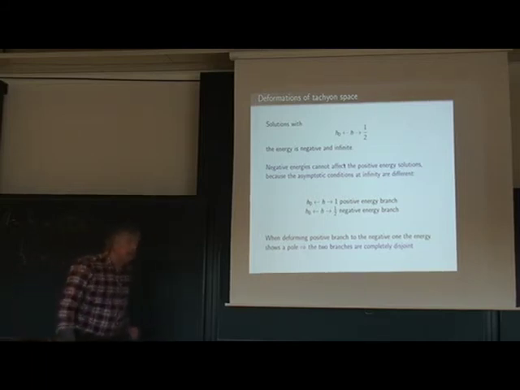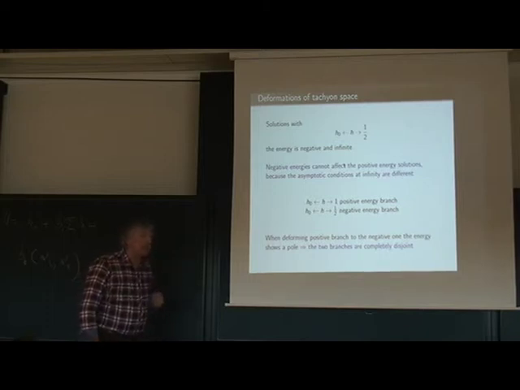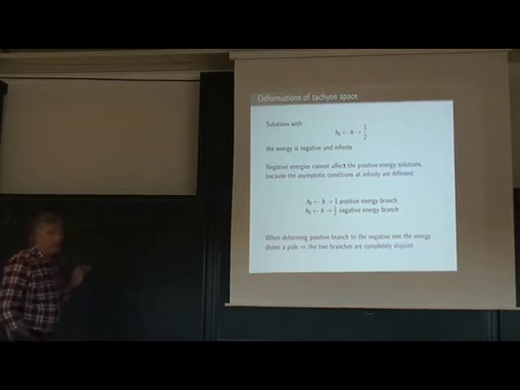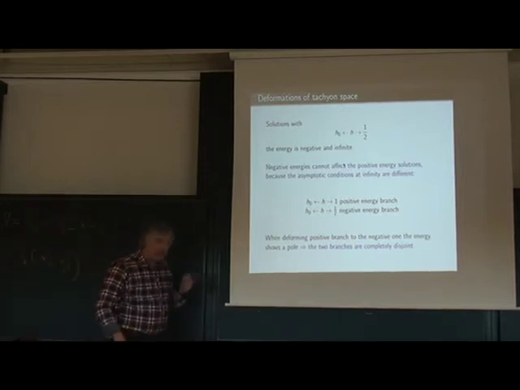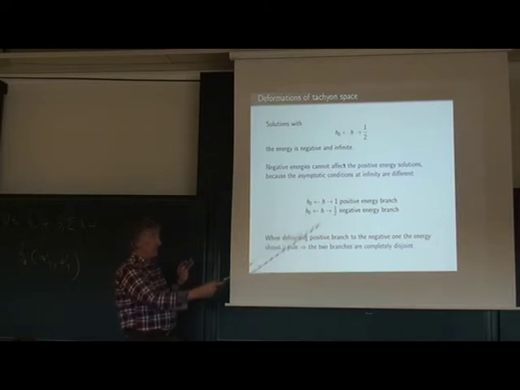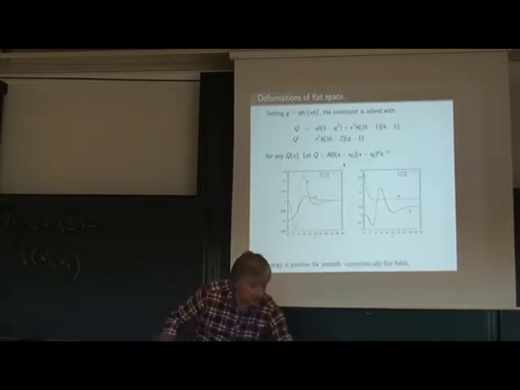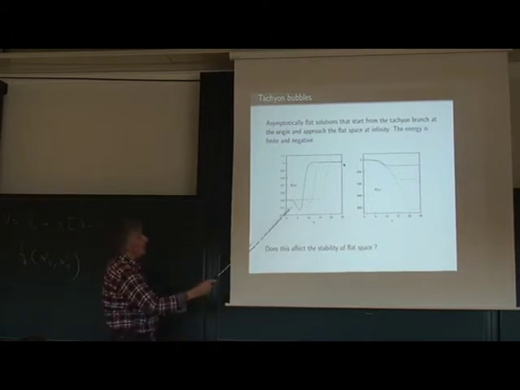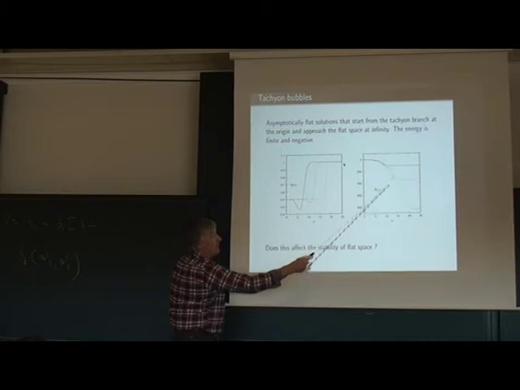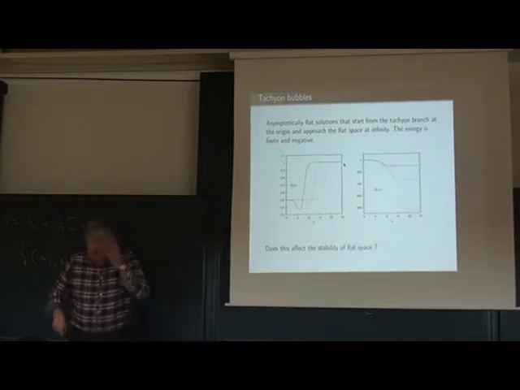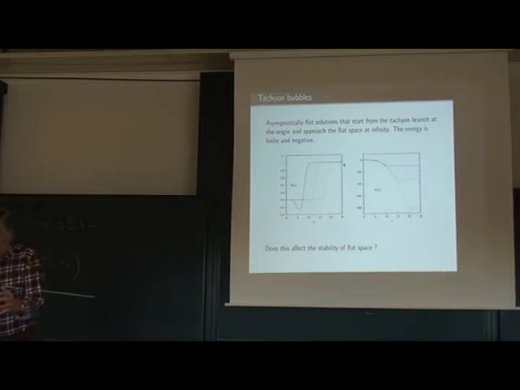However, then I discovered something really unpleasant. I found solutions which are asymptotically flat and interpolate between the two branches, which start from the tachyon phase at the origin and approach the flat space phase at infinity. Then the energy is negative and finite. And so they describe a sort of bubble of the tachyon phase. There is a tachyon phase inside, and there is a bubble, and asymptotically flat. So I was really embarrassed, and I thought that this was the end of the theory.